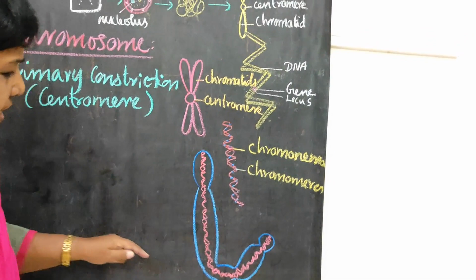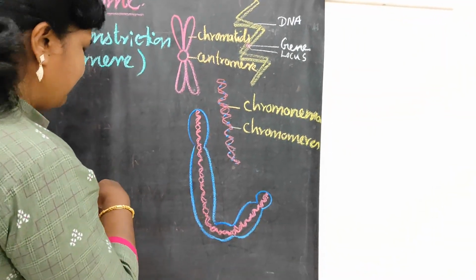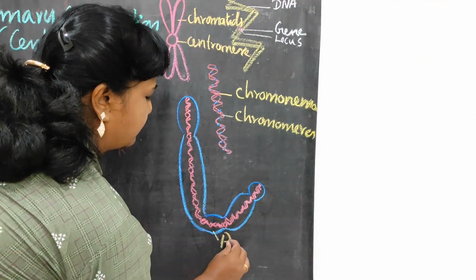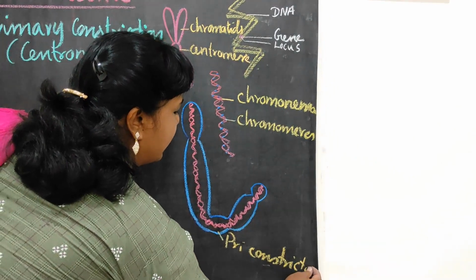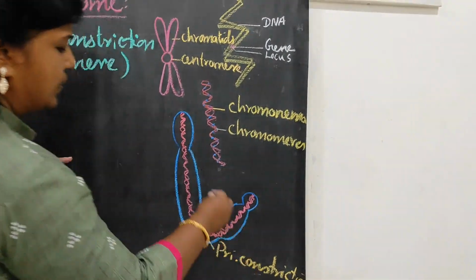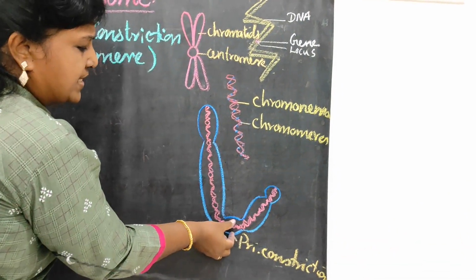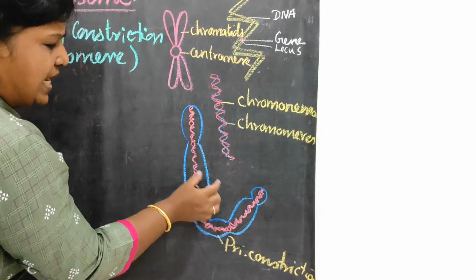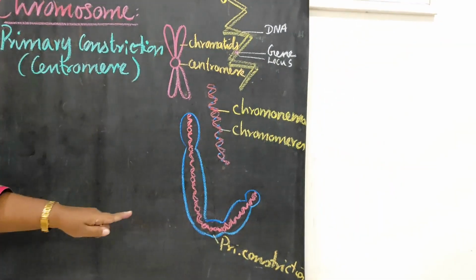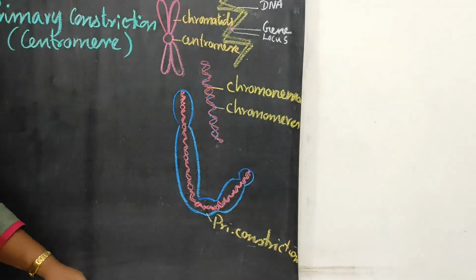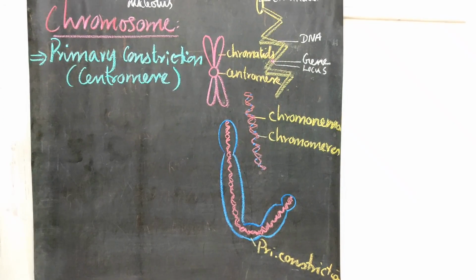So listen here. The two arms. This area is said to be primary constriction. So this is the centromere, the primary constriction, and the two arms are held by means of primary constriction. It's a region where the spindle fibers attach to the chromosomes during cell division.